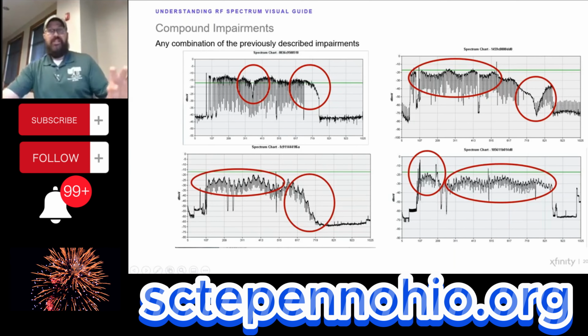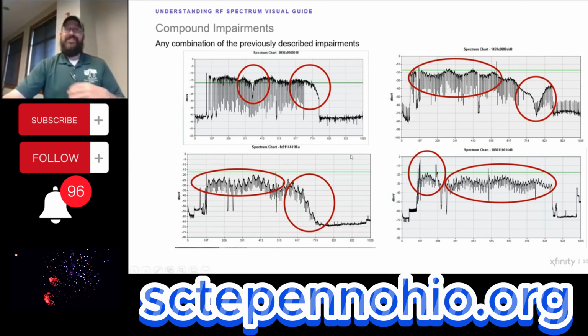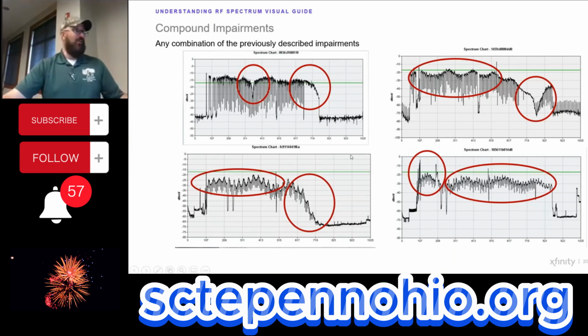So as you start to kind of pile these impairments together, you get some really unique responses because there are multiple impairments. And again, all the device is telling us is it's representing how the downstream energy is being received at the front end of that device. So this is any combination of all the stuff that we've just talked about. Everything in the kitchen sink.